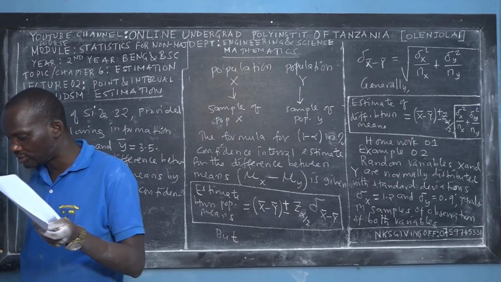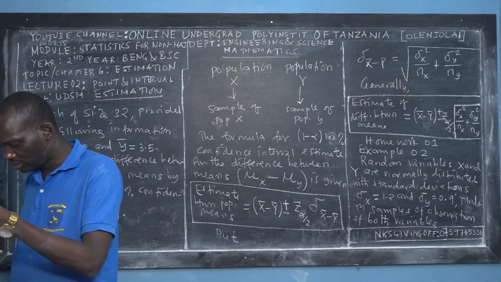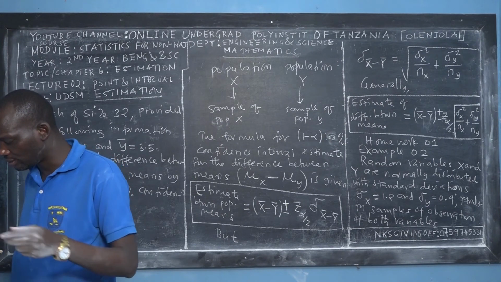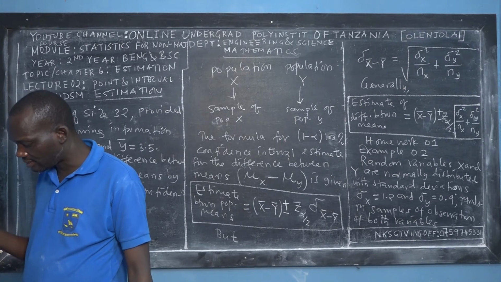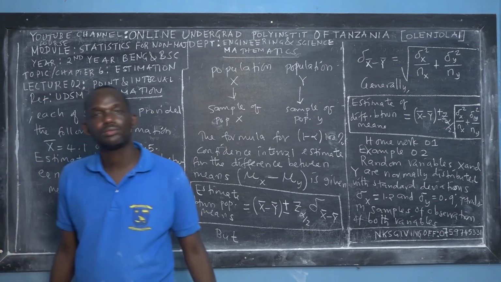I'll start teaching you about the estimation of the difference between the means when the population variances are unknown, because this is when the population variance is known.